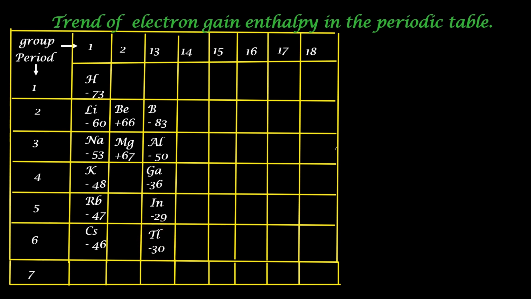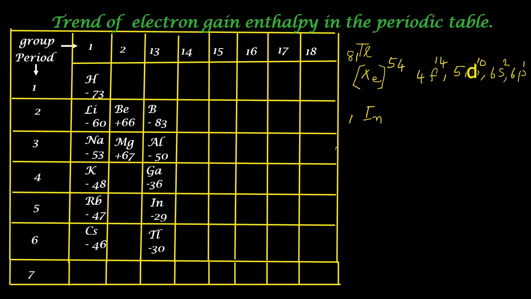Indium belongs to the fifth period and it is a d block element, whereas thallium belongs to the 6th period and it is an f block element. Thallium, atomic number 81, electron configuration xenon 54, 4f14, 5d10, 6s2 and 6p1. Indium, atomic number 49, electron configuration krypton 36, 4d10, 5s2 and 5p1.